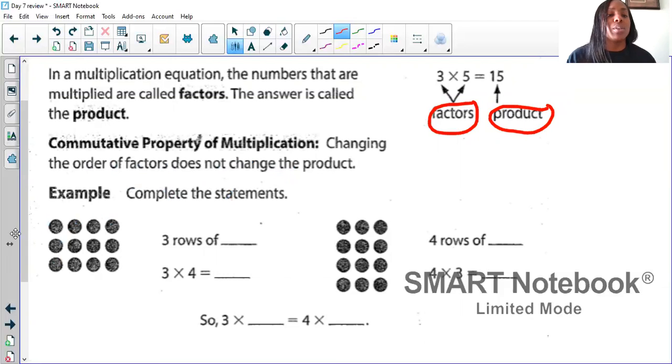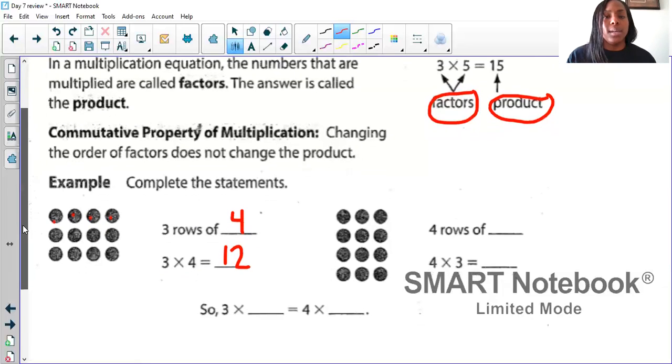So complete the statements. We have 3 rows of what right here? So we see the 3 rows and I see 1, 2, 3, 4. 3 rows of 4. So what is 3 times 4? Didn't I tell you to put those fingers down? Okay, 3 times 4 is what? 12. All right.